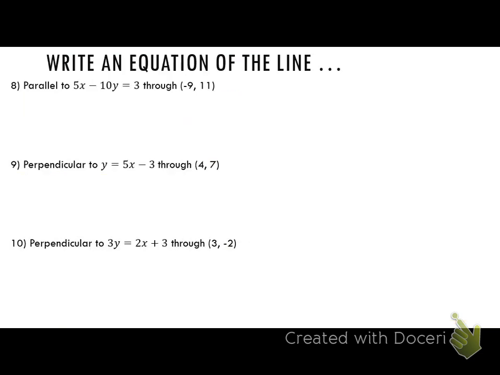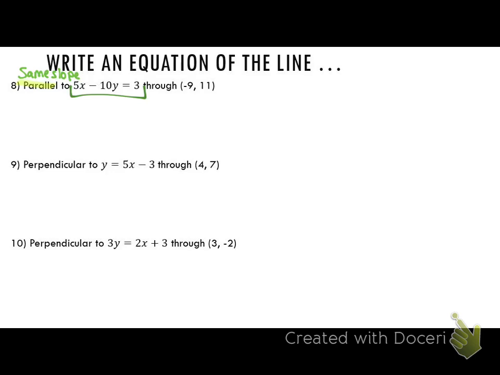All right, here are our last ones. We want to write an equation of the line. This first one, we want parallel. So again, parallel, we want our slopes to be the same slope. So is this equation of the original line written to where I can look at it and find the slope? It is not. It needs to be y equals mx plus b to find the slope.